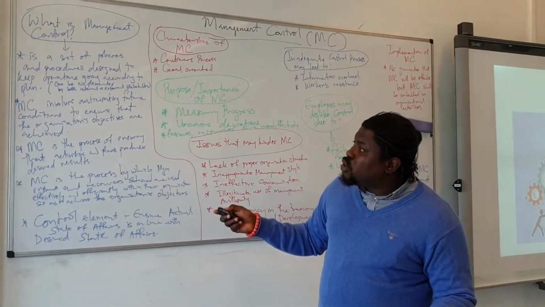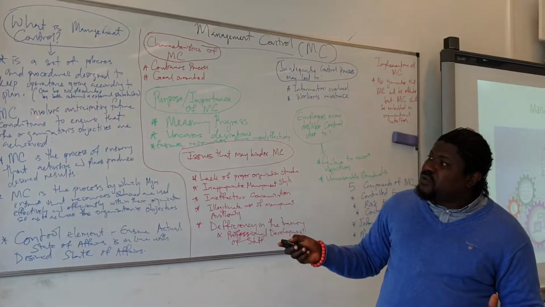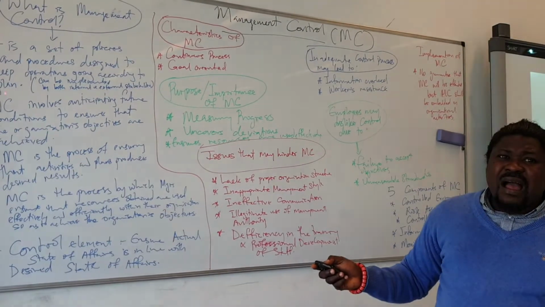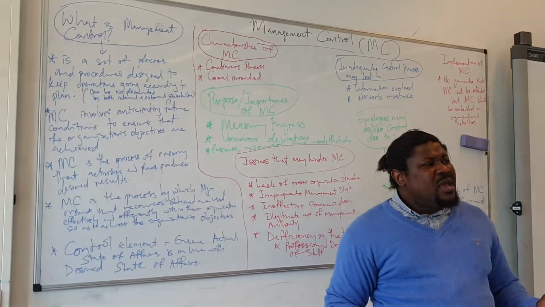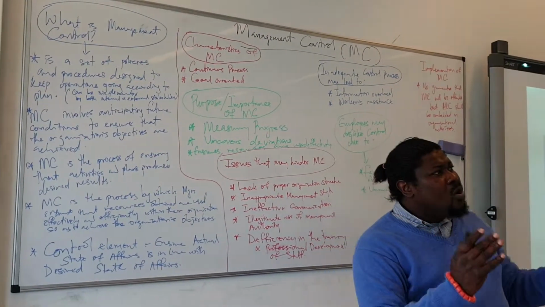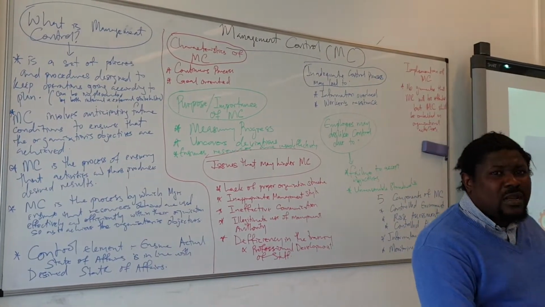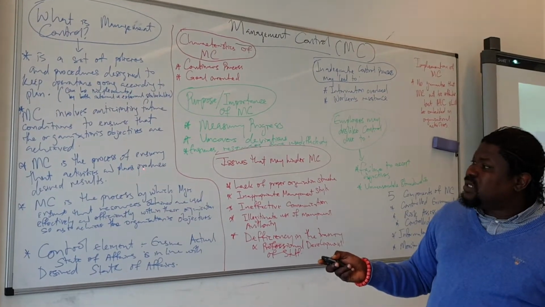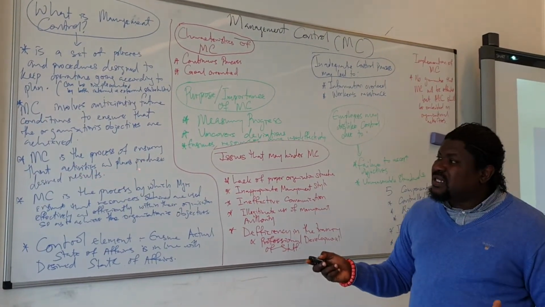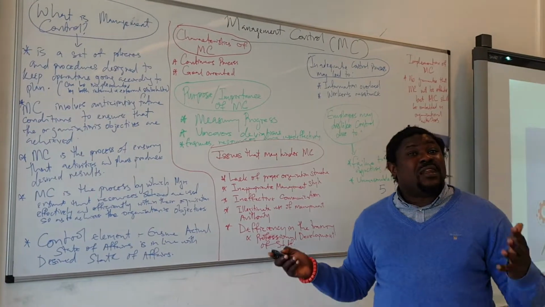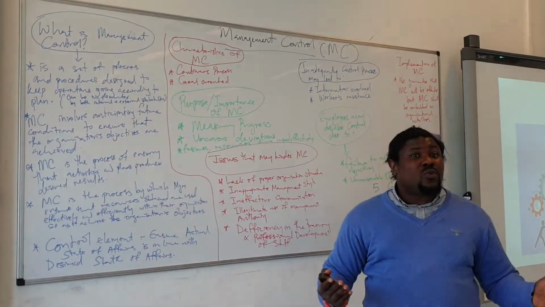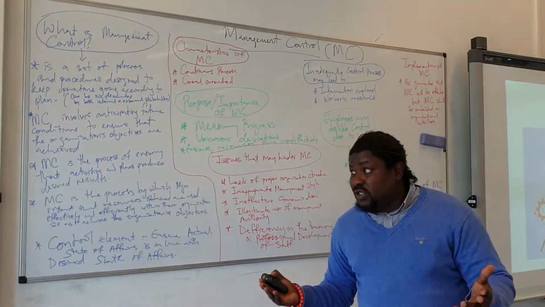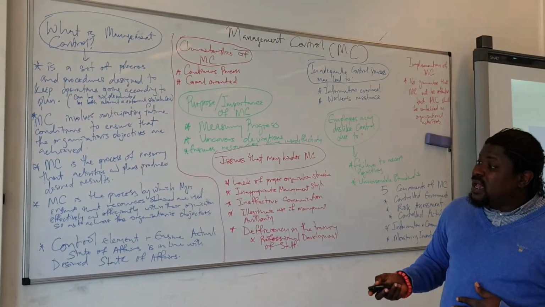Furthermore, management control involves anticipating future conditions to ensure that organizations' objectives are achieved. So management control is about saying the goals and objectives of the organizations must be achieved. Management control is a process of ensuring that activities and plans produce desired results. So every operation within the business organization must lead to the desired results. This is what management and control is about.